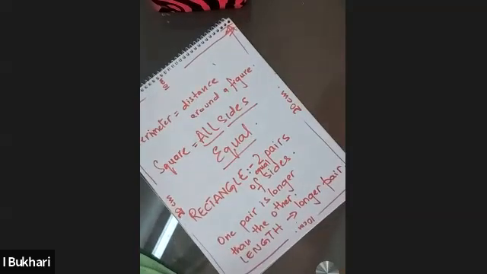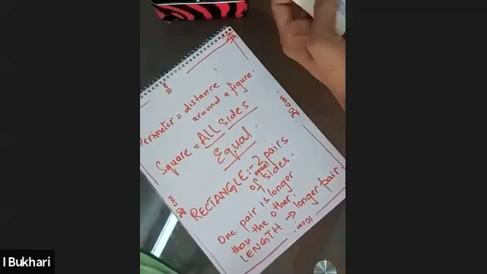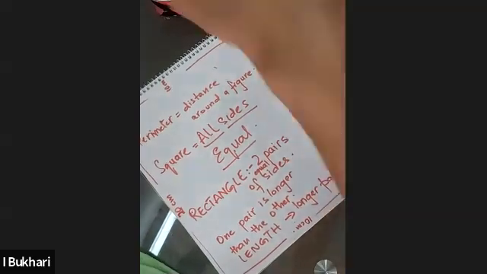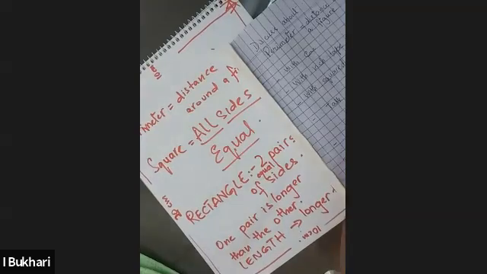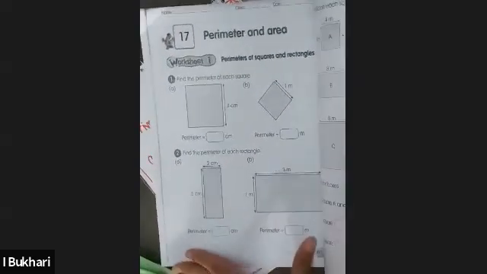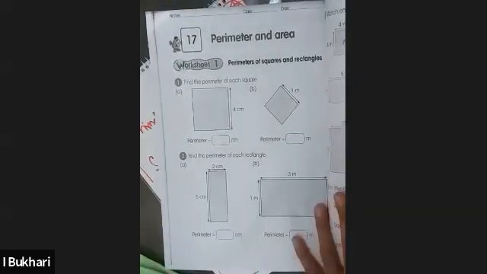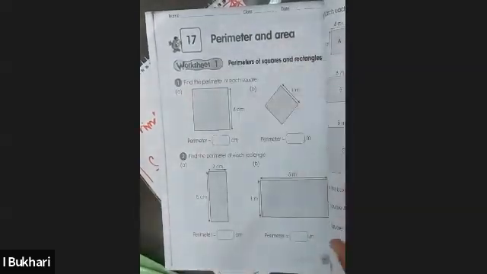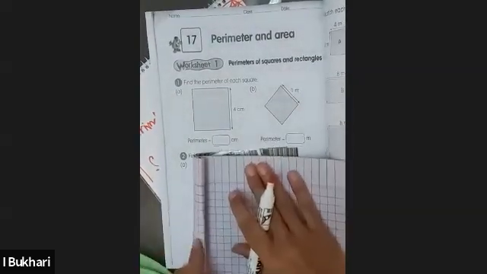Now, once we know perimeter and we know the shapes, and we know the length and the width, let's move on to questions. Page 107. I think girls have done it, but boys have not done it. So, boys, and even the girls, find the perimeter of each square.